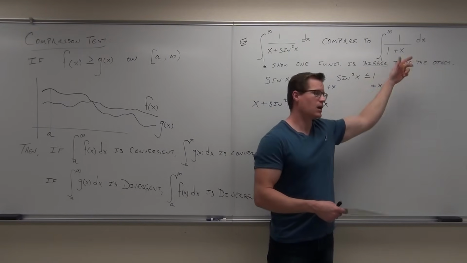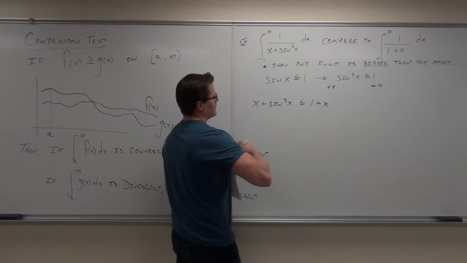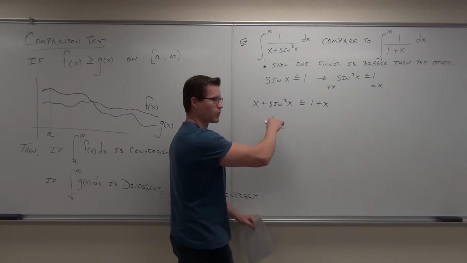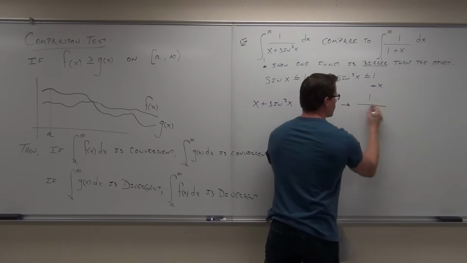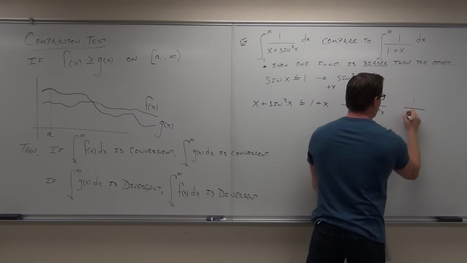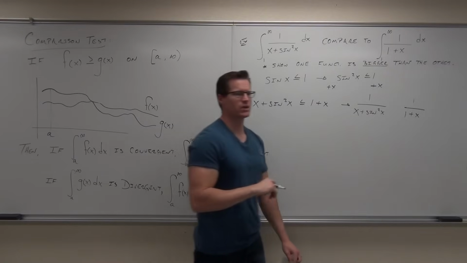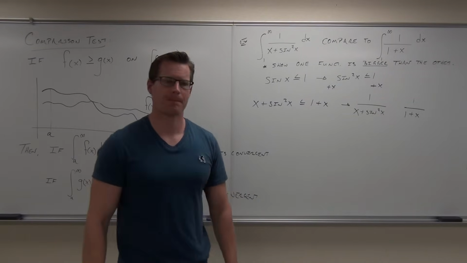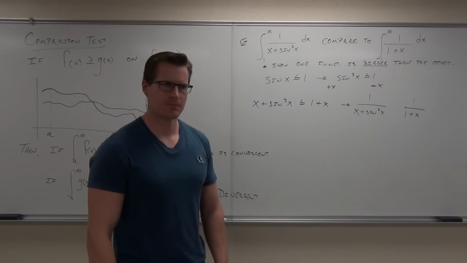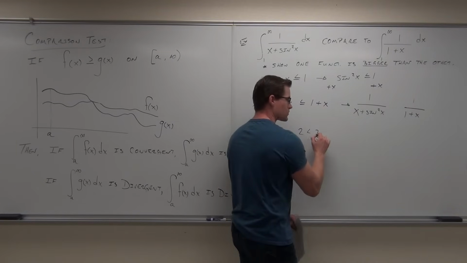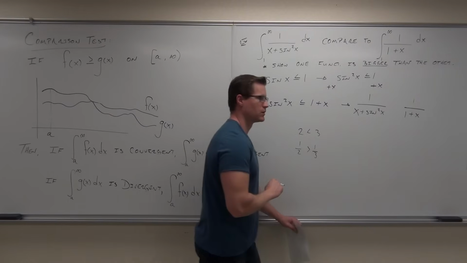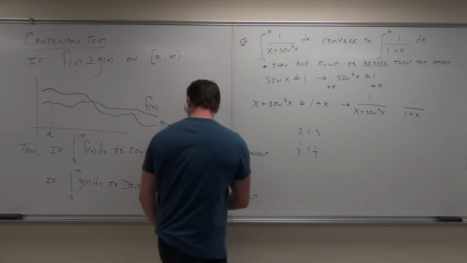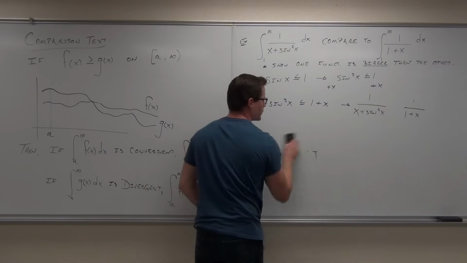That's the idea. Now, of course, what we're going to want to do is reciprocate these two things, put them over 1. If I do 1 over x plus sine squared x, and I do 1 over 1 plus x, tell me what happens to an inequality when I reciprocate both sides. Do you know? It changes. 2 is less than 3. If I reciprocate, 1/2 is greater than 1/3. The inequality flips around. We reverse that inequality.